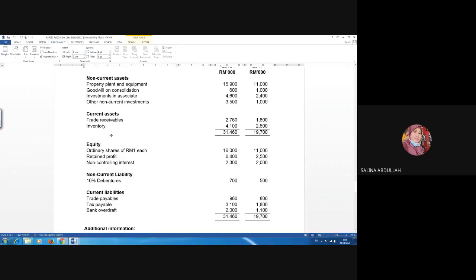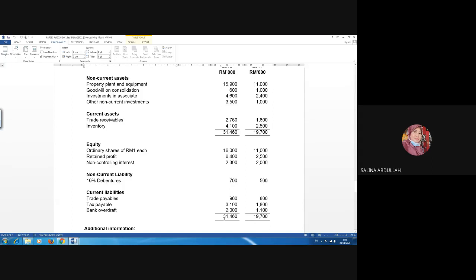Then the second step is for you to identify cash and cash equivalent. Where can you find this item? From SOFP, here under current asset and current liability. So cash and cash equivalent in this question is bank overdraft only. In some other questions, cash can consist of bank balances under current asset, as well as short-term investment under current asset, together with bank overdraft like in this question.